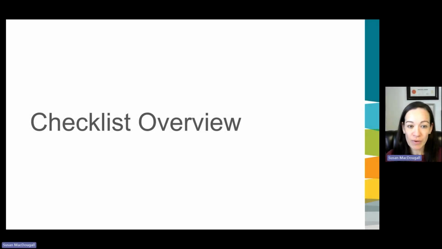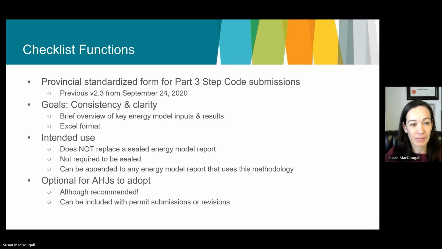This section will provide a brief overview of the checklist itself for anyone who's new to it or needs a little bit of a refresher. The checklist was designed to be a provincial standardized form for Part 3 step code submissions. It's been around for a while. The previous version, 2.3, was released in September of 2020.